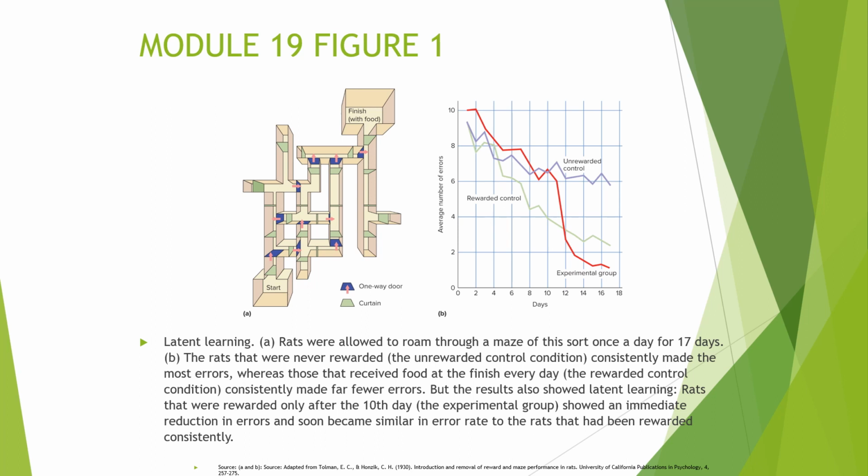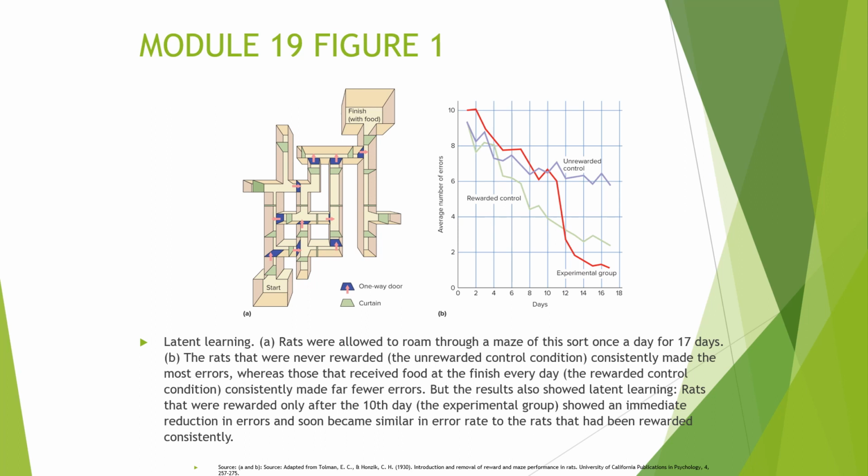And the rats that were never rewarded, I said that wrong. The rats that were never rewarded consistently made the most errors, whereas those that received food at the finish every day consistently made far fewer errors. The results also showed latent learning. Rats that were rewarded only after the 10th day showed an immediate reduction in errors and soon became similar in error rate to the rats that had been rewarded consistently.